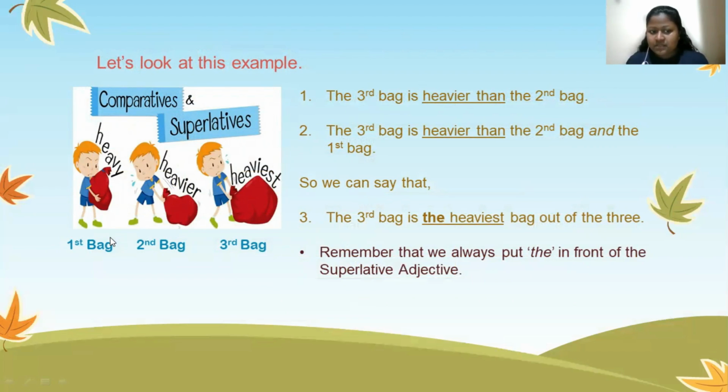Let's look at the second bag. It's too heavy for the boy to carry in his hands, so he's dragging it on the floor, which means clearly it's heavier than the first bag. Now let's look at the third bag. It looks huge and he's dragging it with both of his hands, and we can clearly see that he is giving his utmost strength to drag this very heavy bag. So we can clearly say that the first bag is heavy, the second bag is heavier than the first bag, and the third bag is the heaviest one of them all. And always remember, I want you guys to memorize this as much as you can: we always put the in front of the superlative adjective.